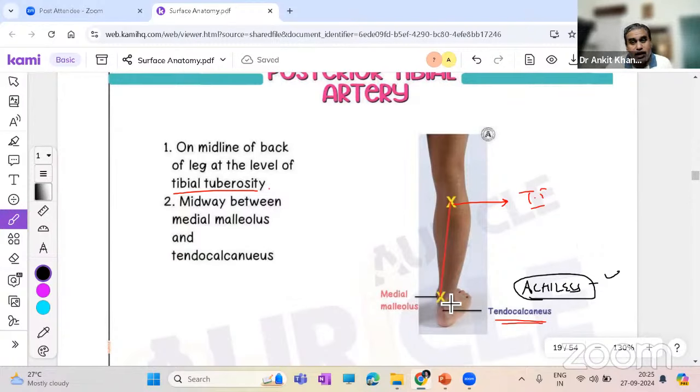And this is the tendocalcaneus. It's a tendon for the muscles gastrocnemius and soleus.